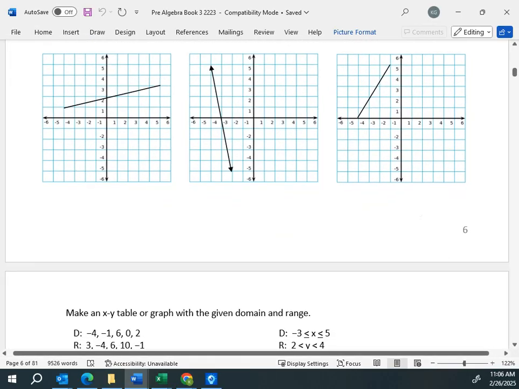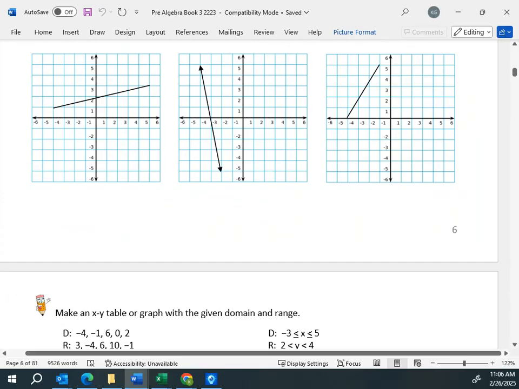So let's look at this first one. Is that a line or a segment? It's a segment. It doesn't have the arrows at the end. So we know it starts and stops. So what would my domain be?